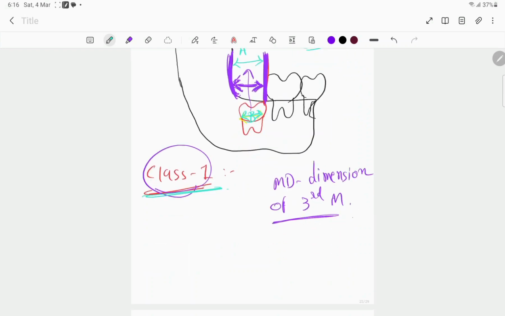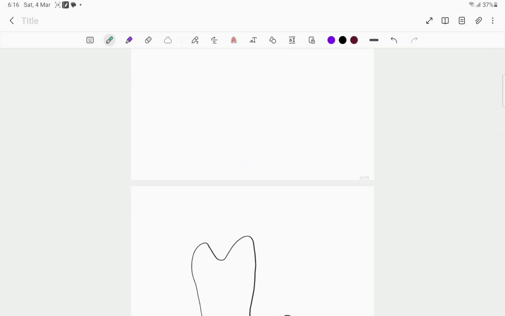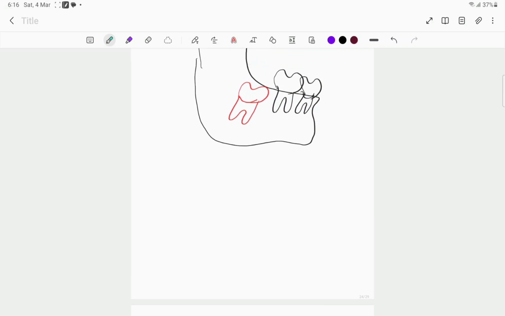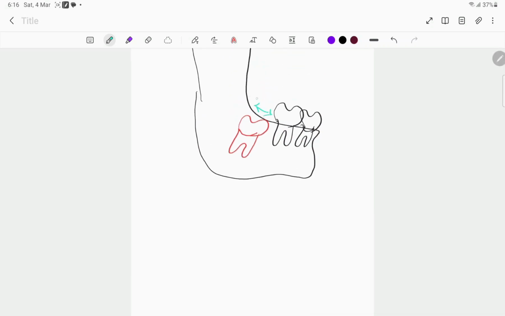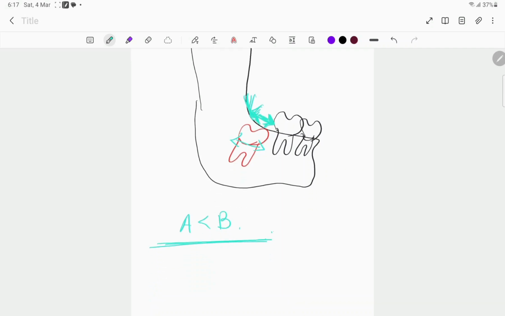Now we will move towards the second class, which is class 2. In class 2, insufficient space is there, you can see this. This is the anterior border, this is the space available, and this much is the mesiodistal dimension. So in this, A is less than B. I can't say no space, but not enough space is available here. That's why it is class 2.